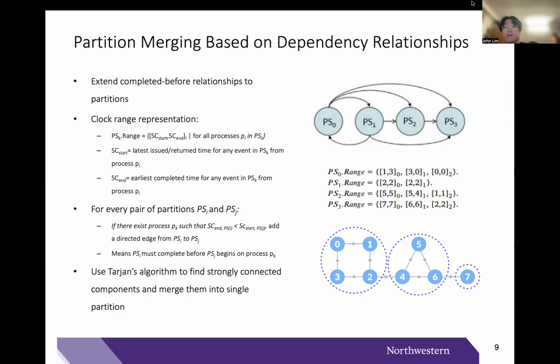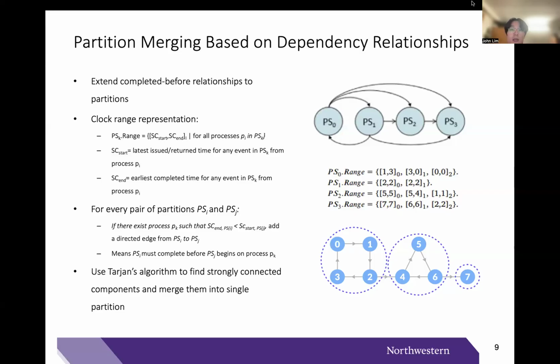Once we have the clock range representation for all processes in all partitions, for every pair of partitions, partition I and partition J, if there exists a process such that the SC end in partition I is less than SC start in partition J, we add a directed edge from partition I to partition J. This just means that partition I must complete before partition J begins on process K. We do this for every pair of partitions, and we would end up with a dependency relationship graph with a lot of edges.